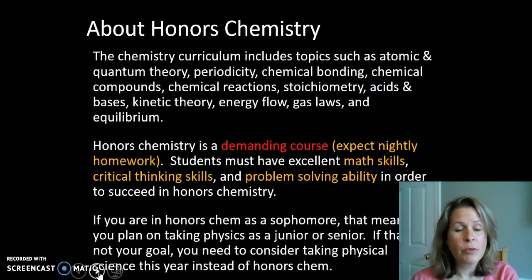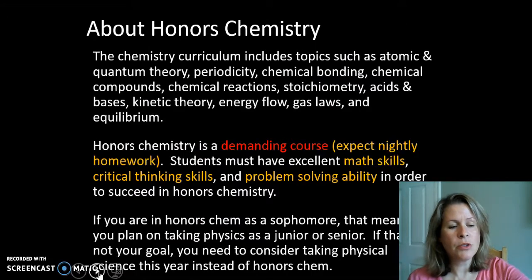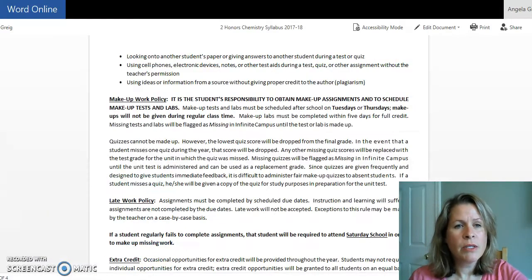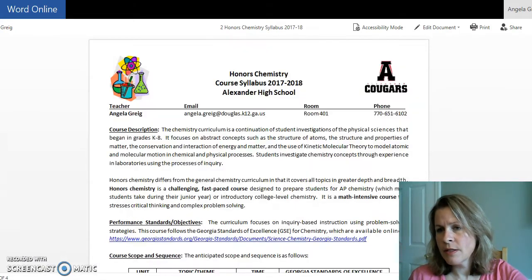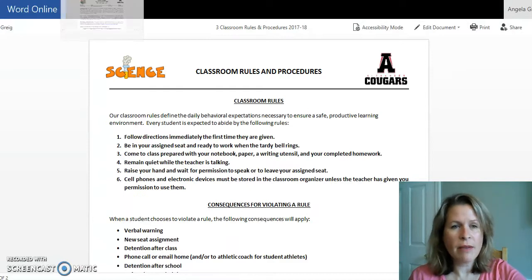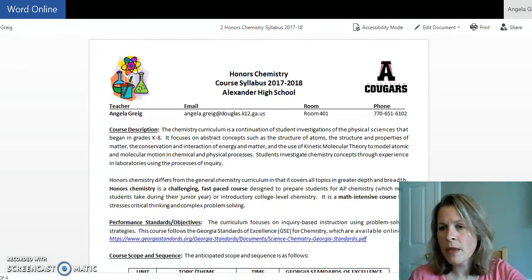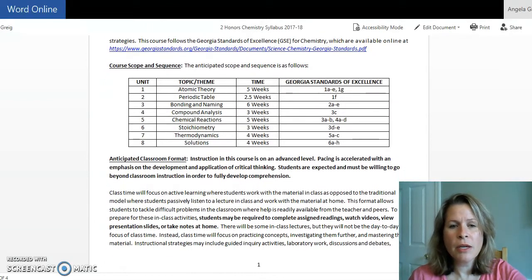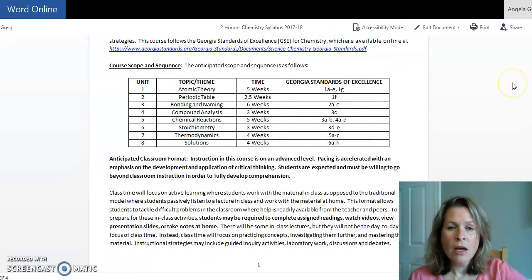What are we learning this year in chemistry? What I'd like for you to do is to go ahead and have your syllabus, which looks like this. There we go. And also your classroom rules and procedures documents. Have those out so that you can follow along. Okay, as far as the topics that we're going to cover this year in chemistry, we'll start out with atomic theory. We'll learn exactly what an atom is. In fact, we'll start this week, I believe.